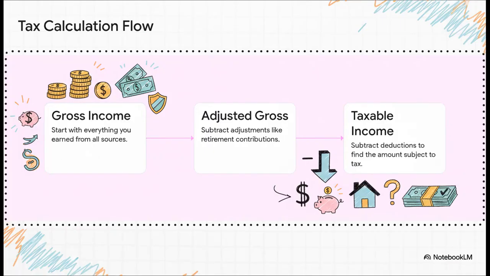So, it all breaks down into 3 basic steps. You start with your gross income, that's every penny you earned. Then you subtract a few specific things like retirement contributions, and that gives you your adjusted gross income, or AGI. Finally, you take out your deductions, and what's left is your taxable income. That's the number that actually gets taxed.